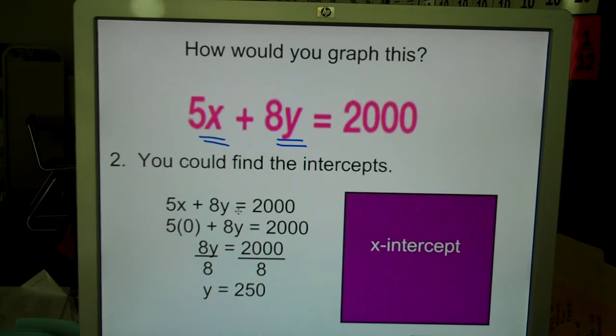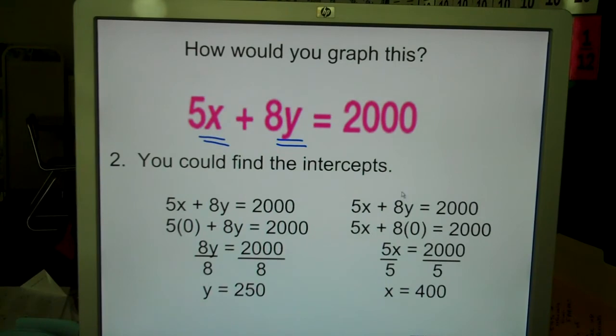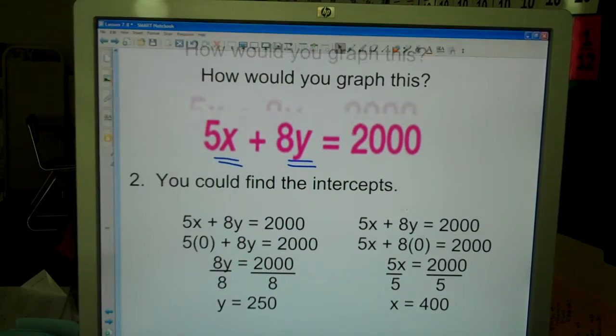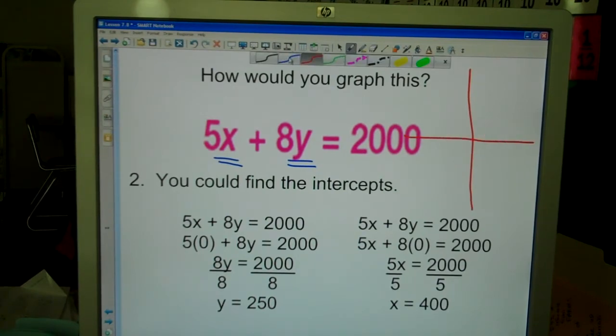Y-intercept. Here we go. Plugged in 0 for x. You can pause and take a minute and admire all that work. My y-intercept is 250. X-intercept. Plugged in 0 for y. Again, pause. Go through all the work. My x-intercept is 400. So if I wanted to quickly graph this one, it might be a little prettier this time. Let's pick a different color. Y-intercept 250. I'm going to pretend that's up here somewhere. X-intercept is 400. Ooh, that's way over here. I can connect the dots. And look at that, I have my line.